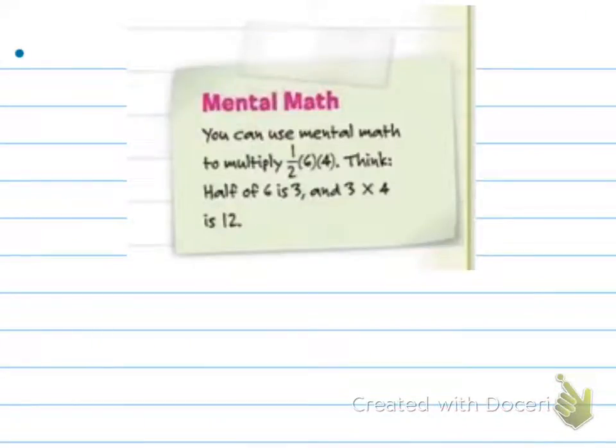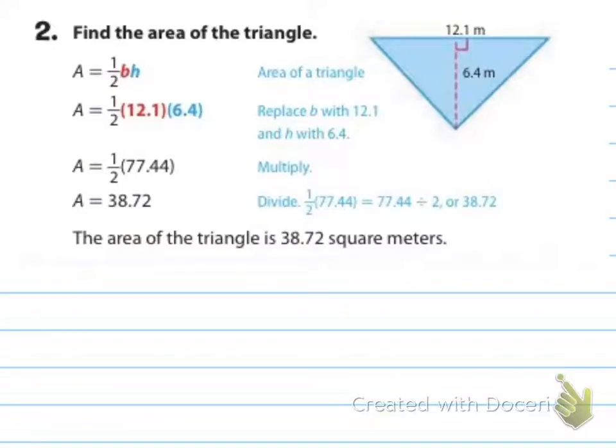All right, so here's just another example where it says that you can use mental math to multiply 1/2 times 6 times 4, and you can think of it as 1/2 of 6 is 3, and 3 times 4 is 12. So just like I just got done explaining, you could do the same thing. 1/2 of 4 is 2, 2 times 6 is 12. So it depends on what order you want to put it in.